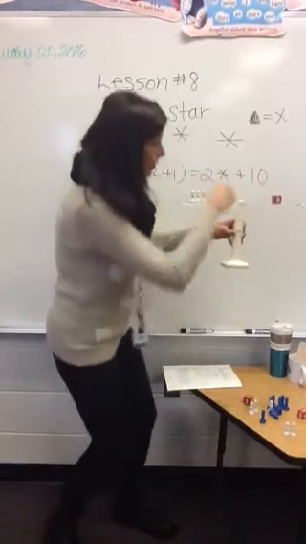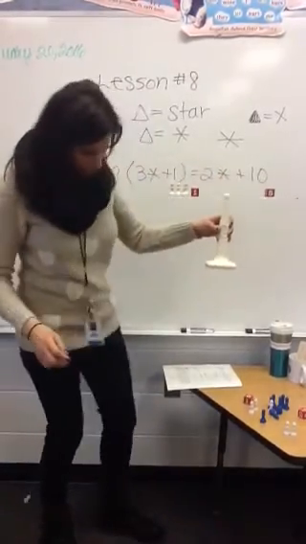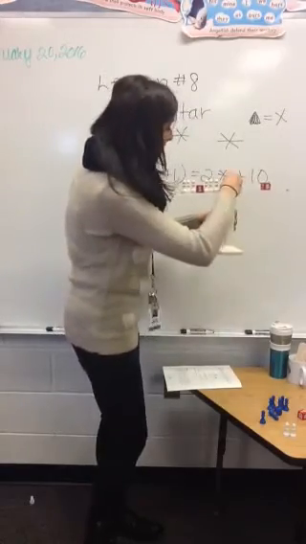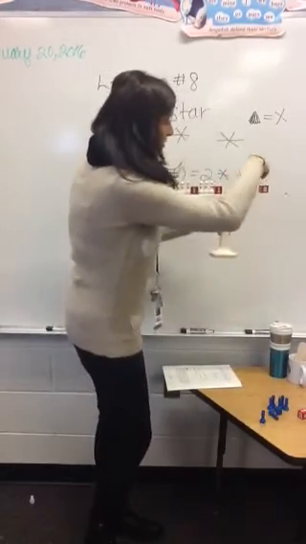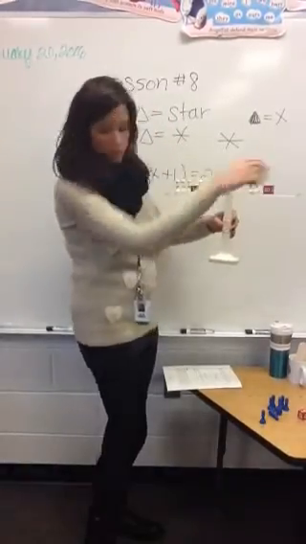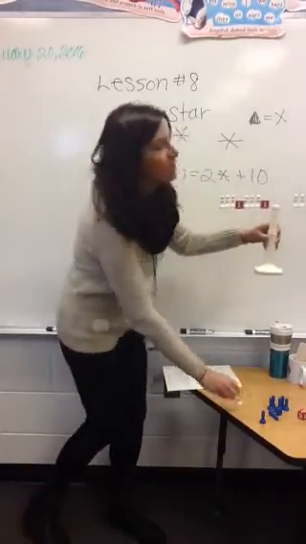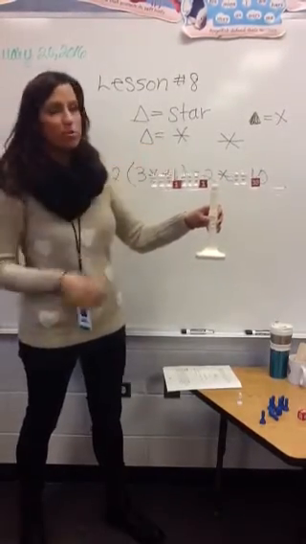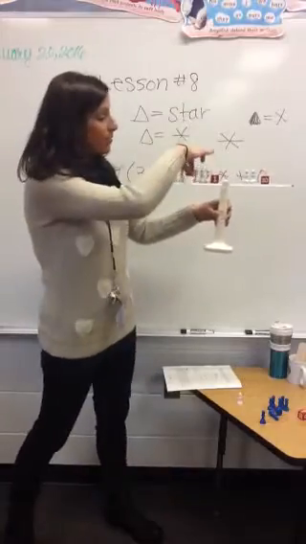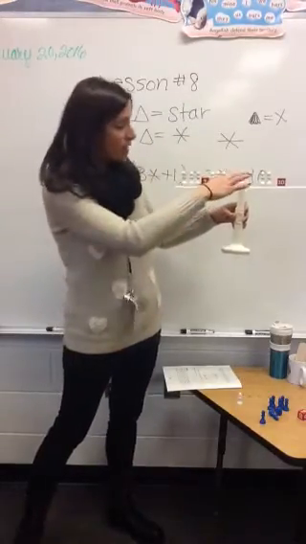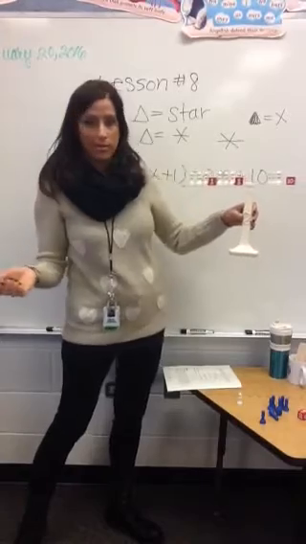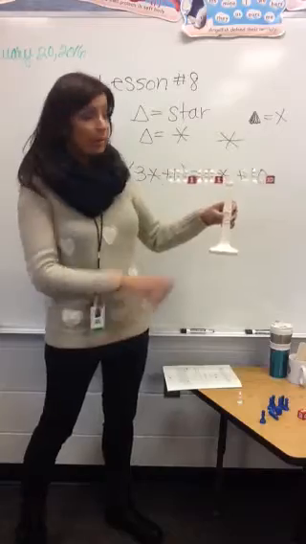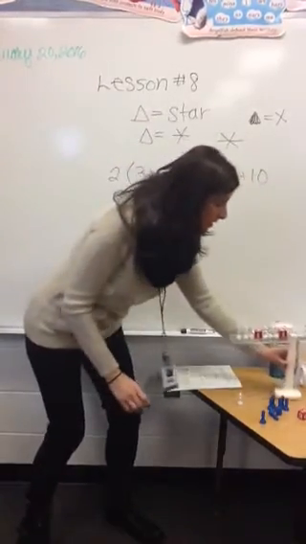So we have 3 star plus 1, another 3 star plus 1, and then we have 2 star plus 10. Good, thank you, Lily. So we said star is equal to 2. So we're doing 2 plus 2 plus 2. So what's 2 times 3? 6. 6 plus 1? 7. And we do that twice, right? So 7 times 2 is 14. And then on our right side, we have 2 plus 2? 4. Plus 10? 14.